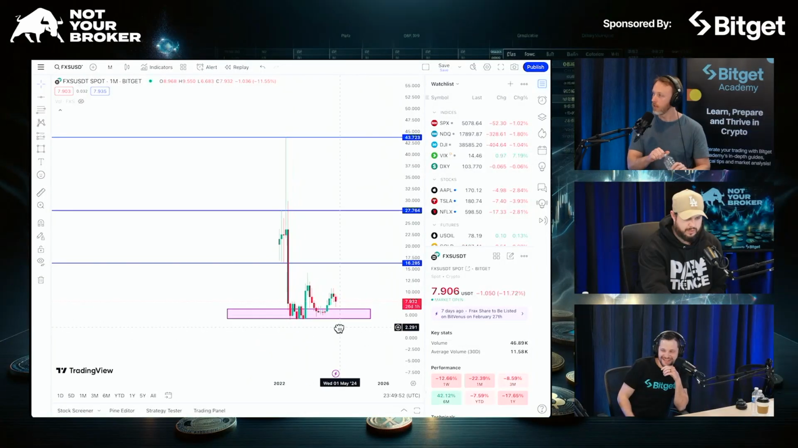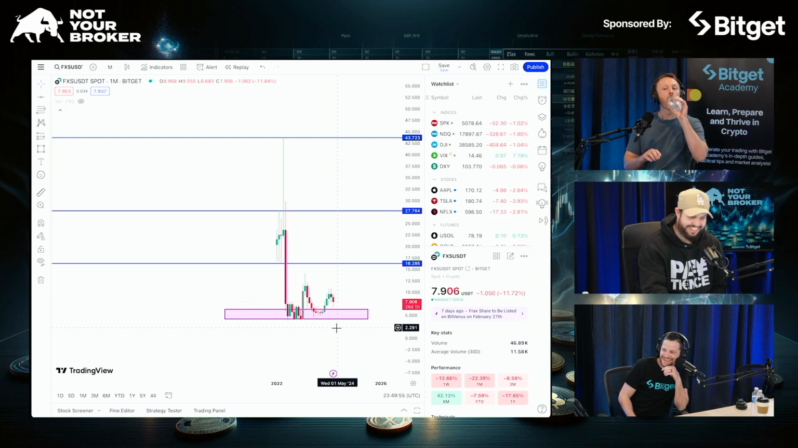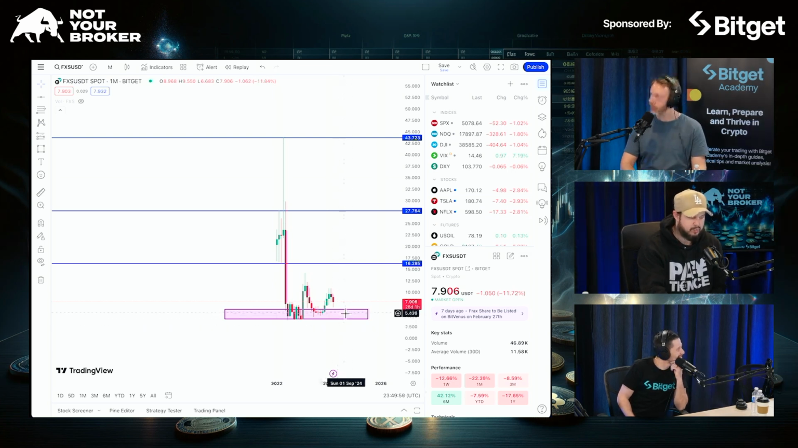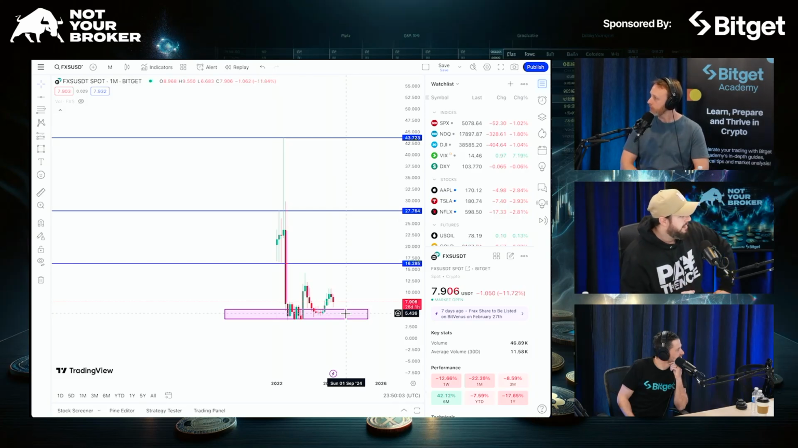Here's where the magic starts to happen. We got work going on. Maybe another month down, testing this area. There's the future. Is this the Frax chart? Correct. Monthly.